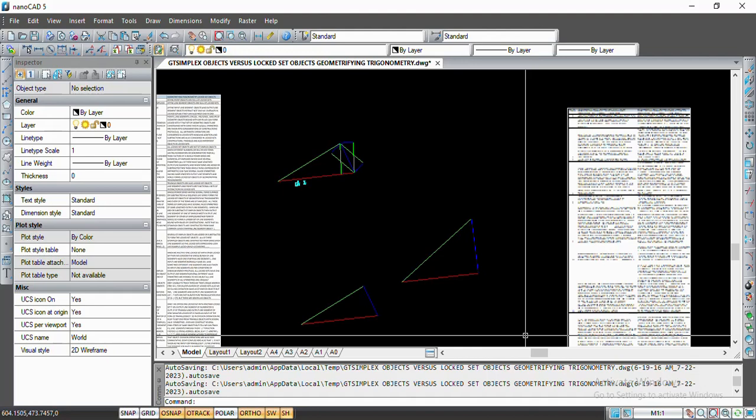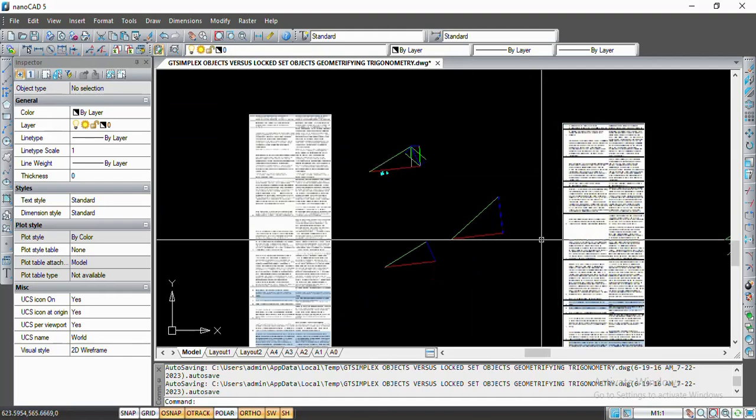In today's video we have explained the constructions of Gtsimplexes, the constructions of locked sets, and the schematic differences between the Gtsimplexes and locked sets. And I think after seeing these constructions, it is now clear to you how to think about Gtsimplexes and how to think about the locked sets.